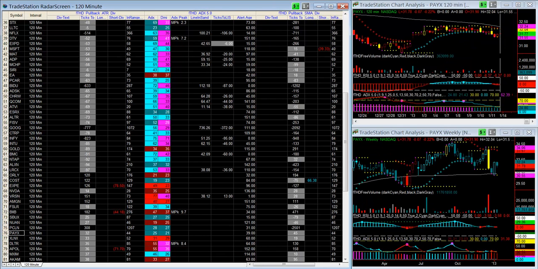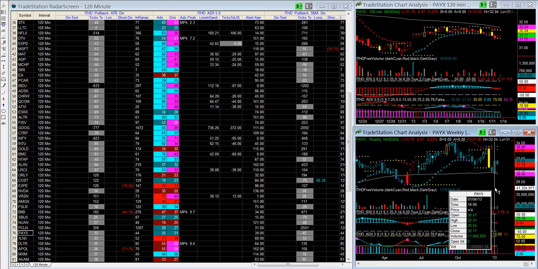PAYX. Now this one actually found support at the slow moving average on the weekly, which actually predicted this up bar. So this is not one I would want to be going short on.